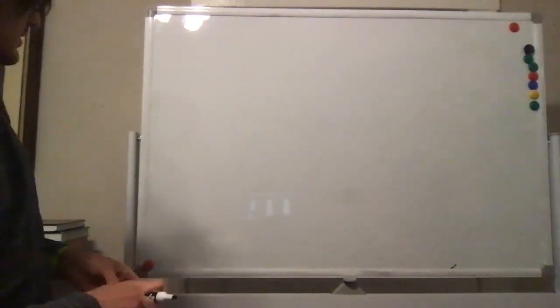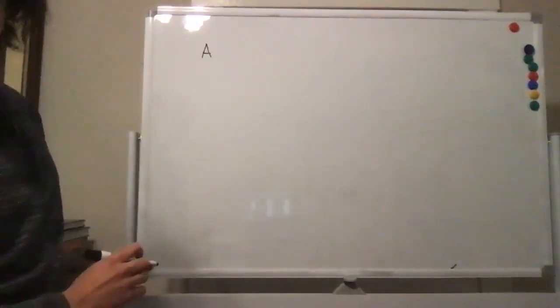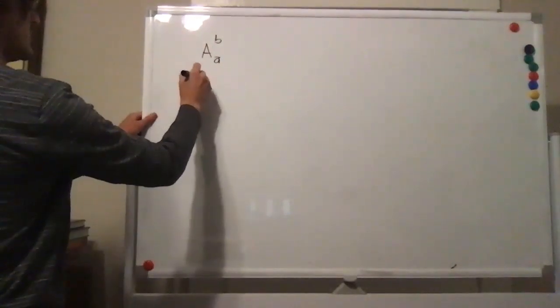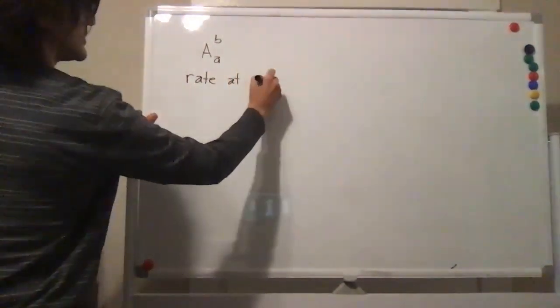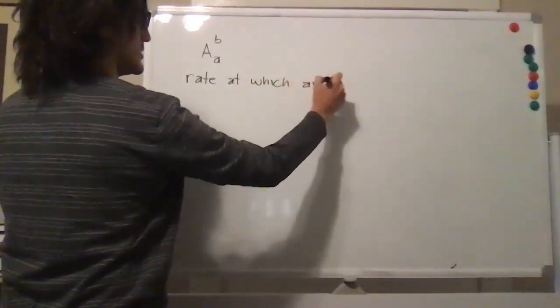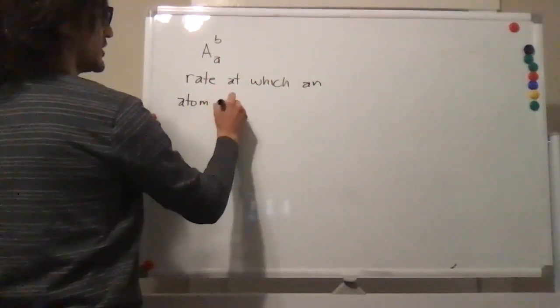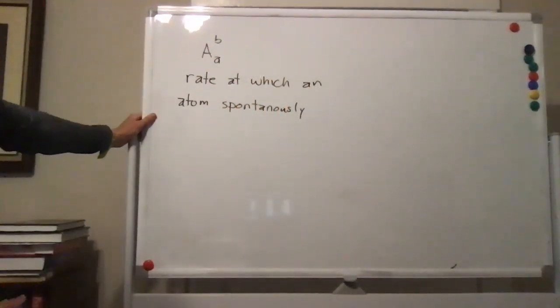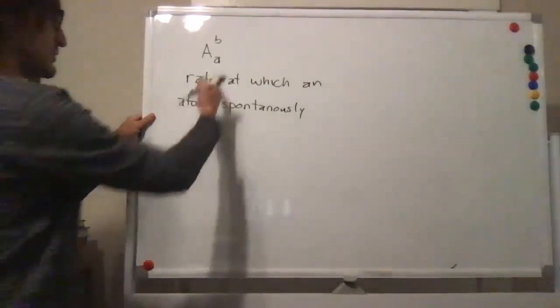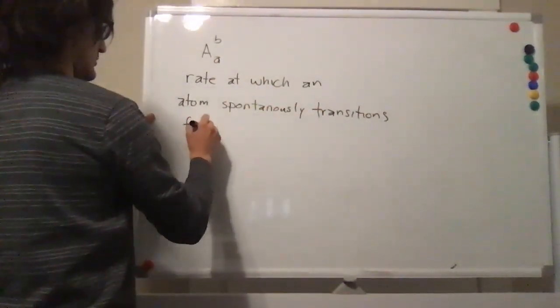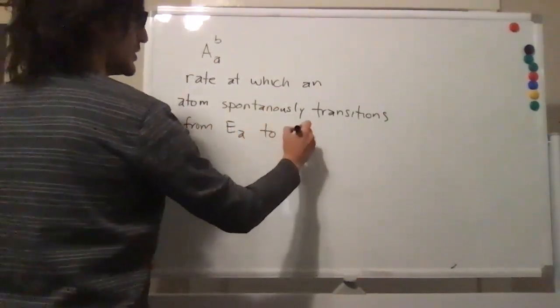So in 1917, Einstein defined this quantity. So it is the rate, so time rate at which an atom spontaneously transitions from energy level A to energy level B.